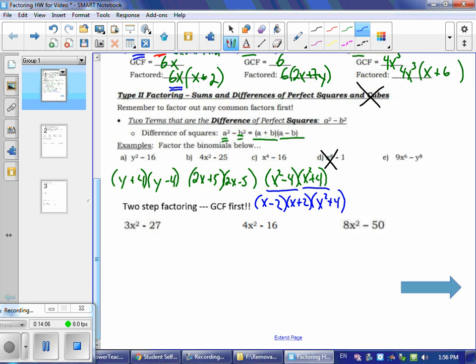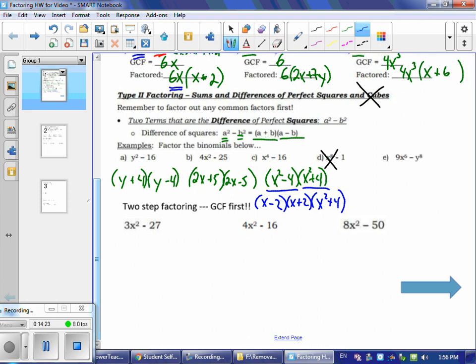All right. Letter D, again, I said we were going to skip. That's the difference of cubes. We will talk about that maybe at some point, but not now. Letter E. Letter E is a difference of squares. Now, let me tell you how to look at these things with the variables.